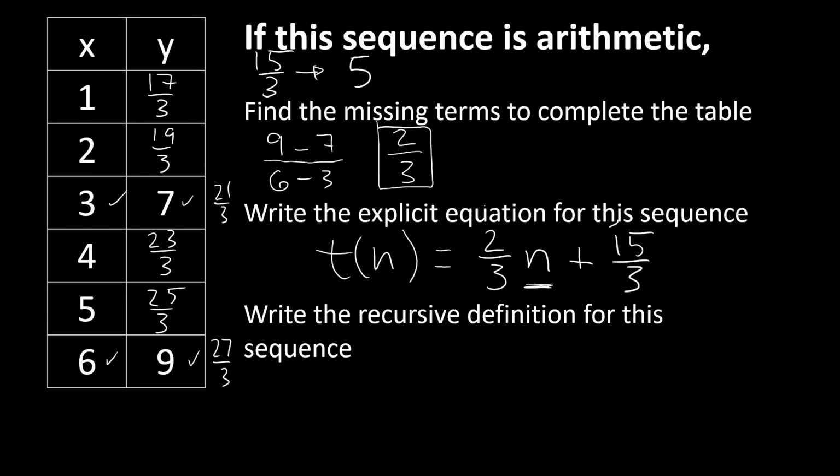21 thirds, yeah. So I'm convinced that that's functioning properly. Okay, so now let's look at the recursive definition. The recursive definition always needs two parts. It needs the rule about how to move forward.